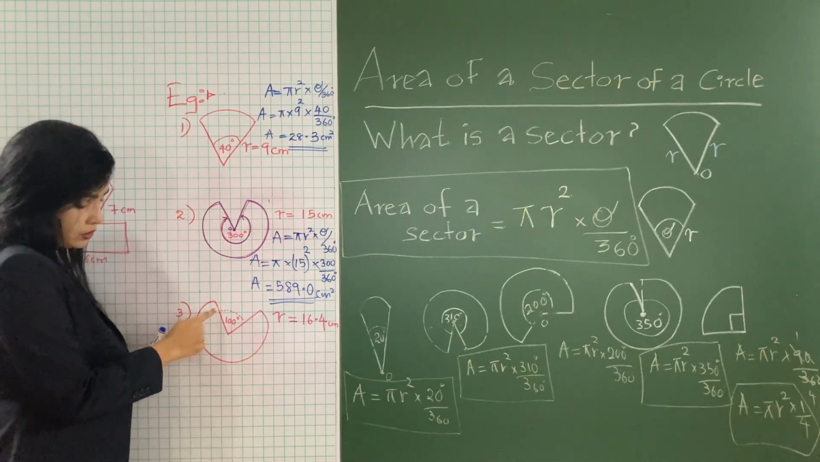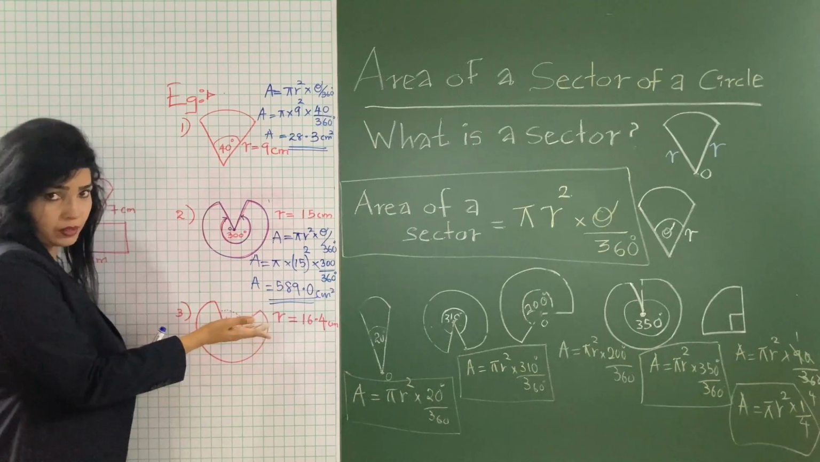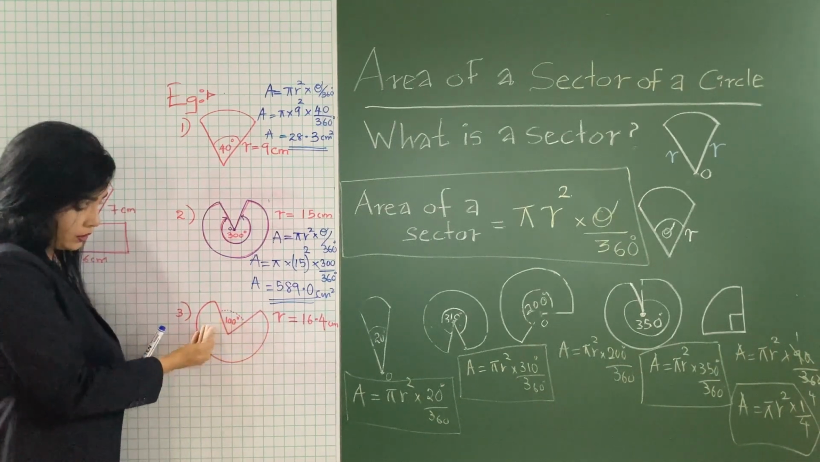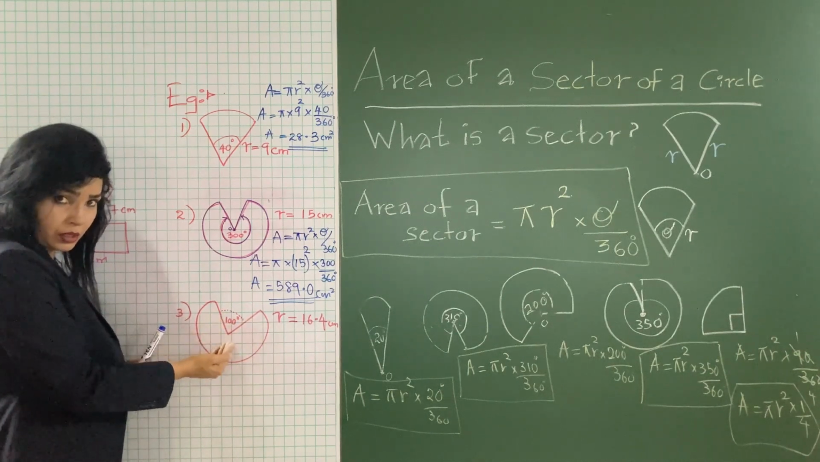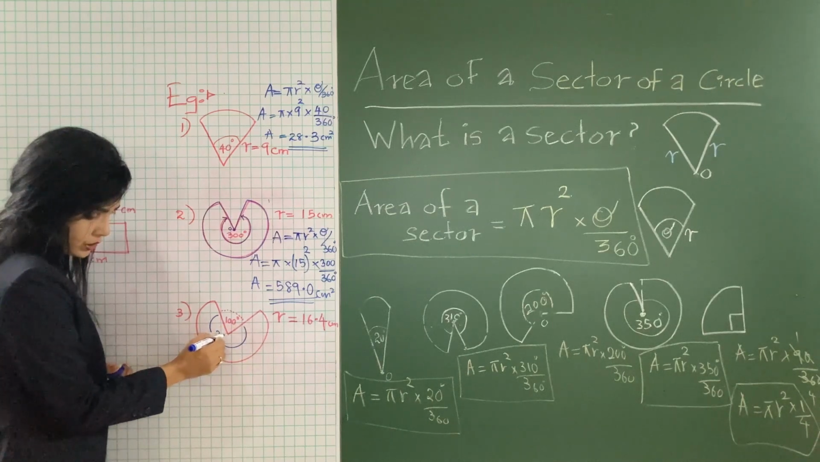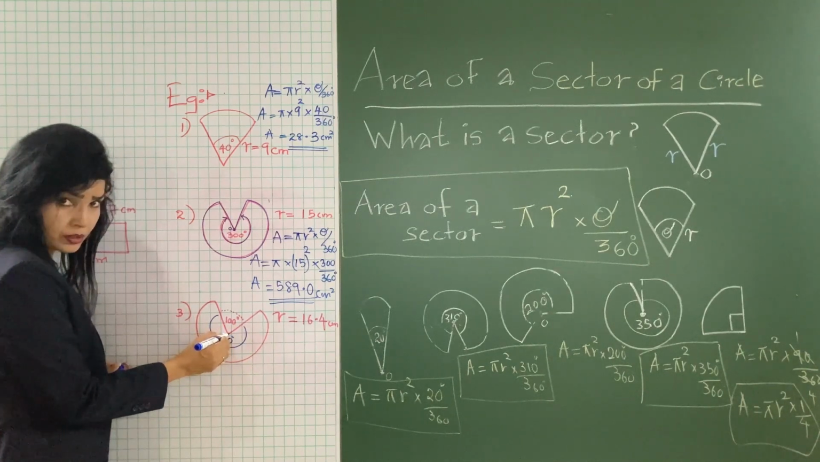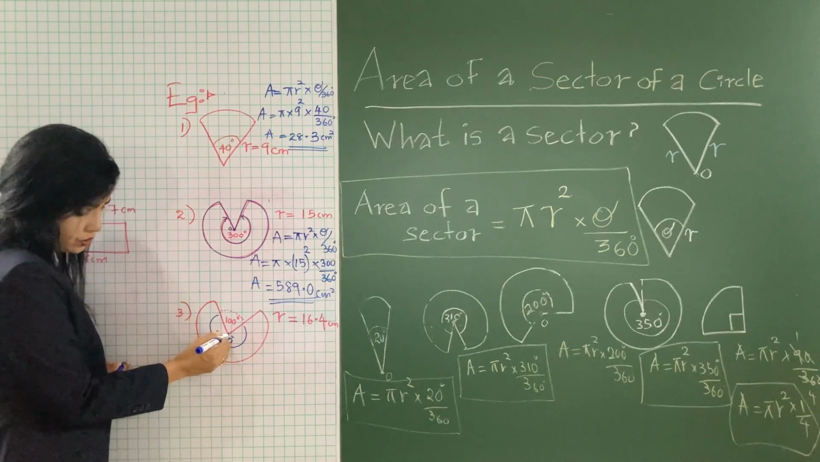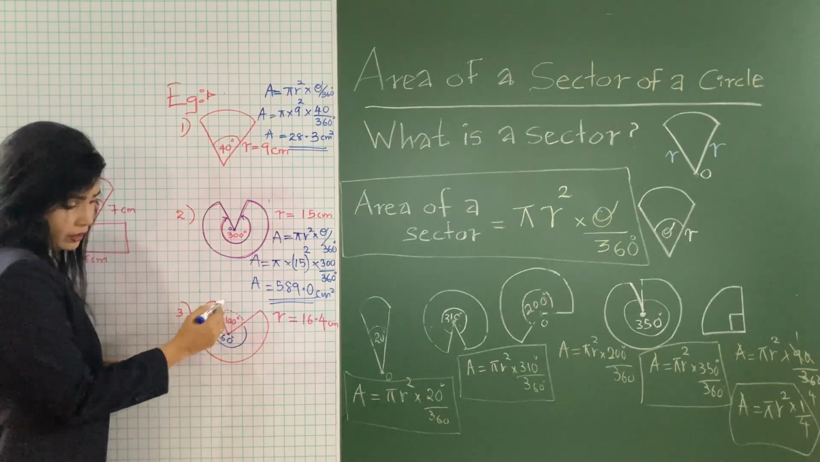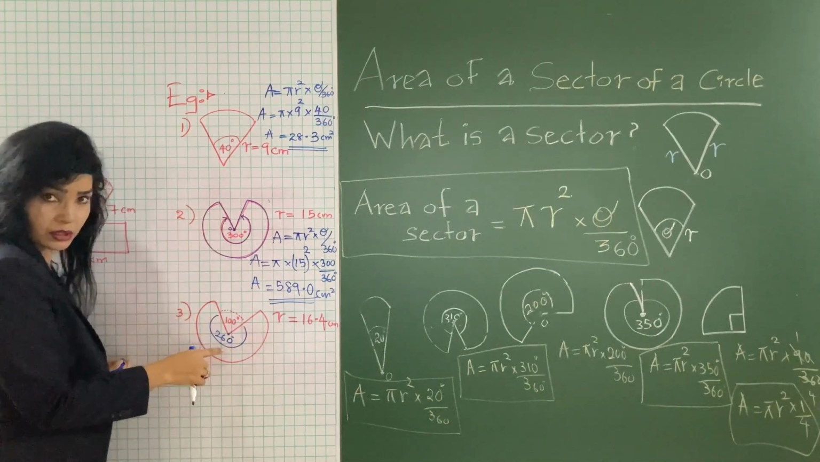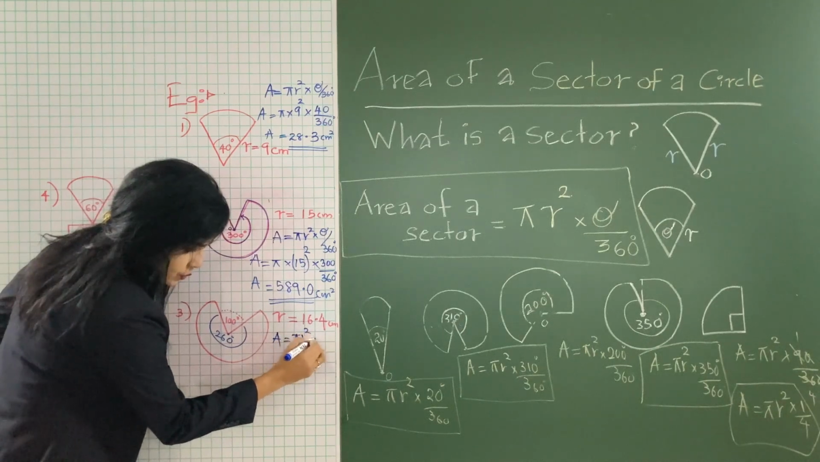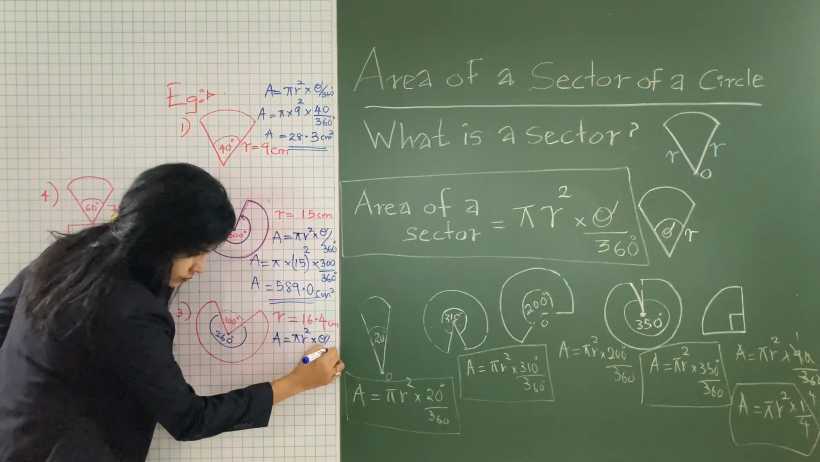So here 100 degrees is the cutoff part. Cutoff part we should not take to the formula. We have to take the sector area angle. So if this is 100, you should understand that this is 260. Why? Because angles around a point add up to 360. When 100 is taken off, 260 is remaining. So our formula is once again pi r square into theta over 360.